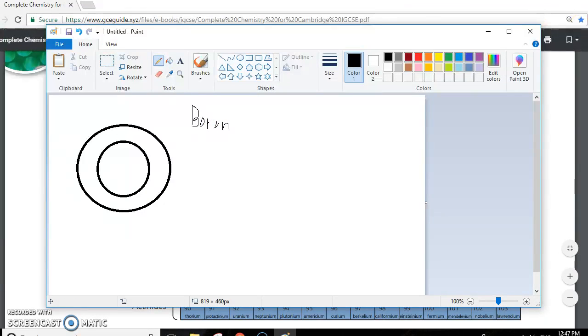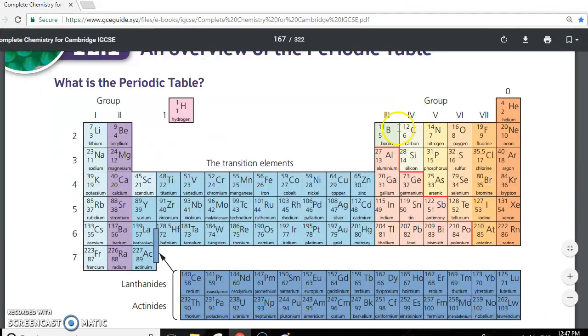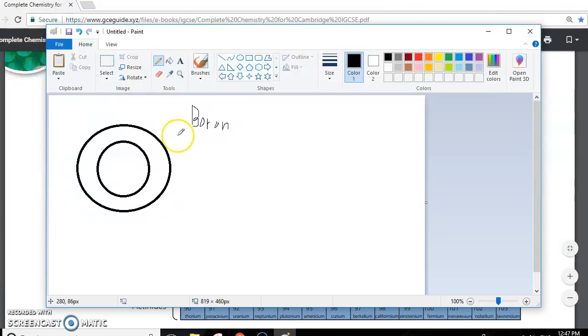Okay, and if we go back to our periodic table, boron had 5. So 5 protons, which also means that we have 5 electrons, regular electrons. Electrons and valence electrons are not the same thing. We're going to talk about what they are.